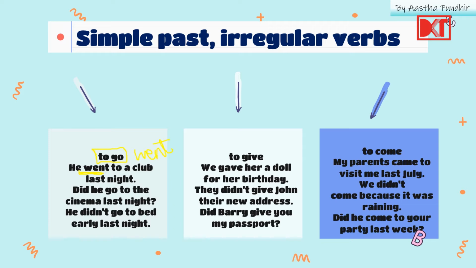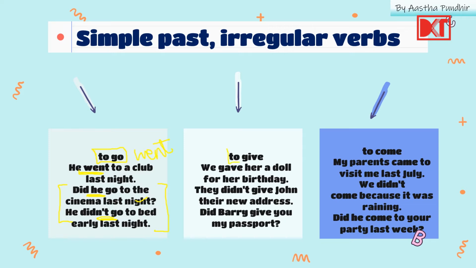बट जैसे एग्जाम्पल है ही वेंट टू अ क्लब लास्ट नाइट. बट अगर हम इसे did के साथ यूज कर रहे हैं, did के साथ क्या यूज होगा? The infinitive form. I am stressing on this again and again that you have to really remember this. With did, we will be using the infinitive form. Like, did he go to the cinema last night? So this is the past tense, but did के साथ go, the original form is only used. Then he didn't go to bed early last night. Didn't के साथ the original form.